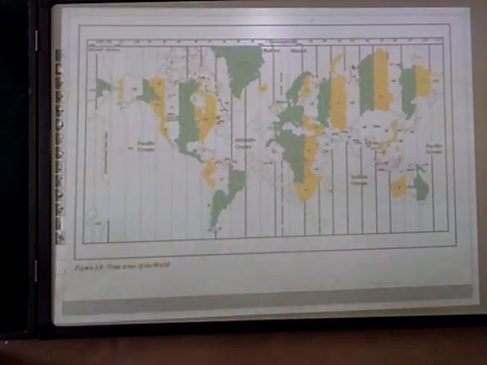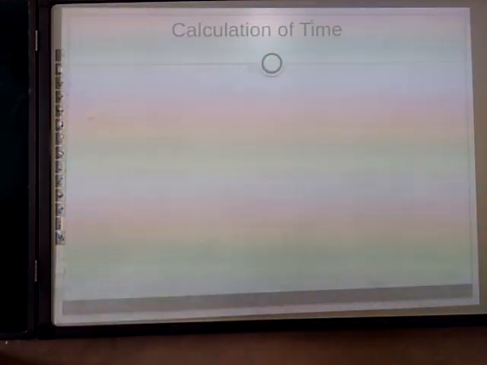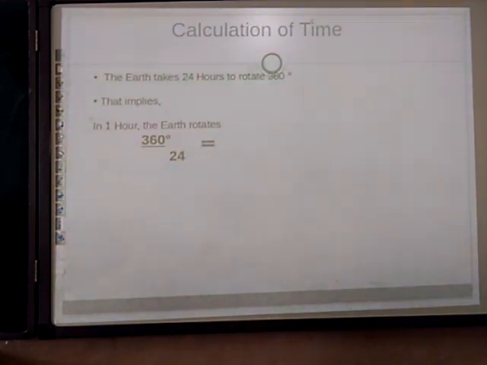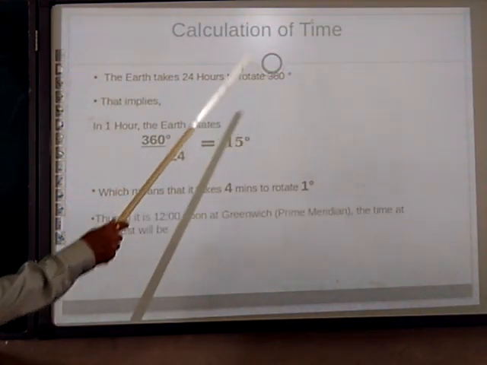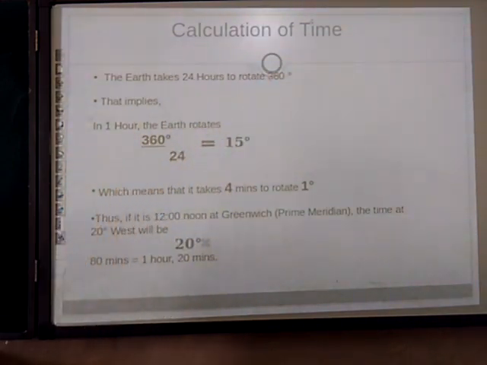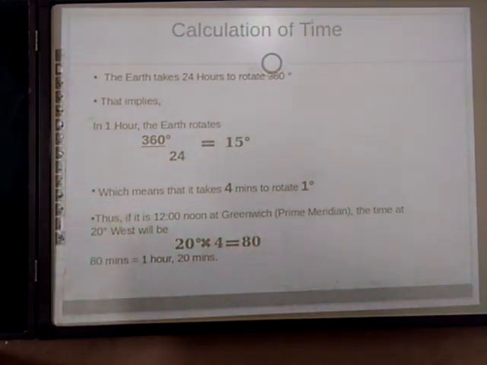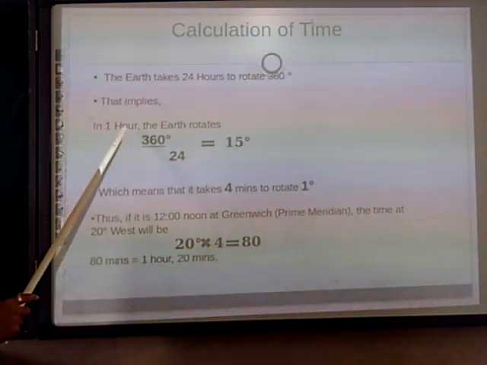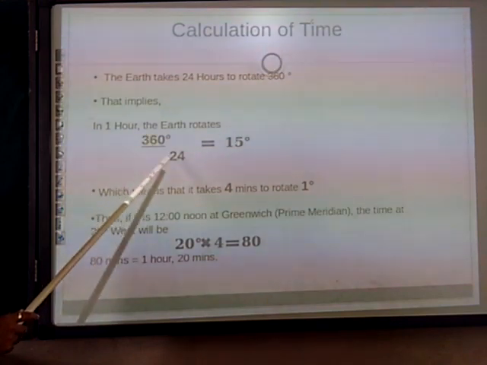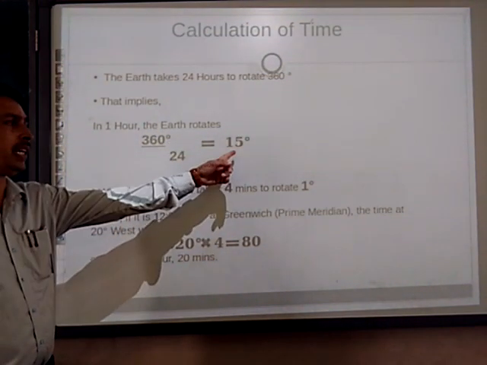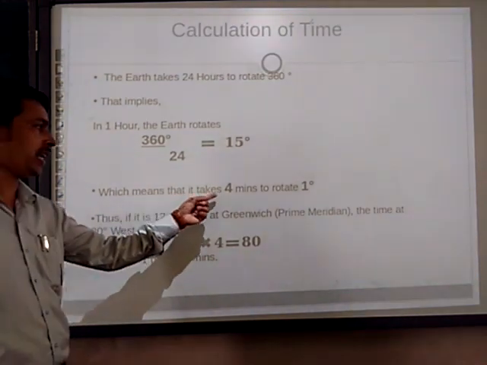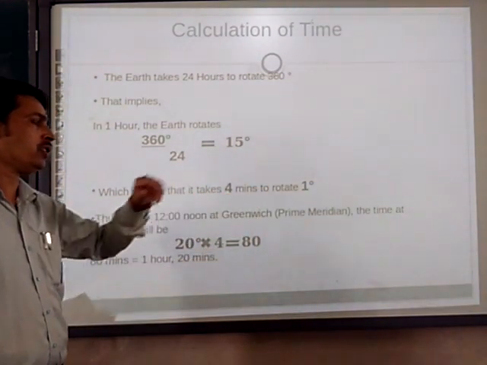Next, we are going to see the calculation of the time. First, the earth takes 24 hours to rotate 360 degrees, right? So here you can see how we are moving. Next, in 1 hour the earth rotates 360 divided by 24, so we get 15 degrees, which means it takes 4 minutes to rotate 1 degree.